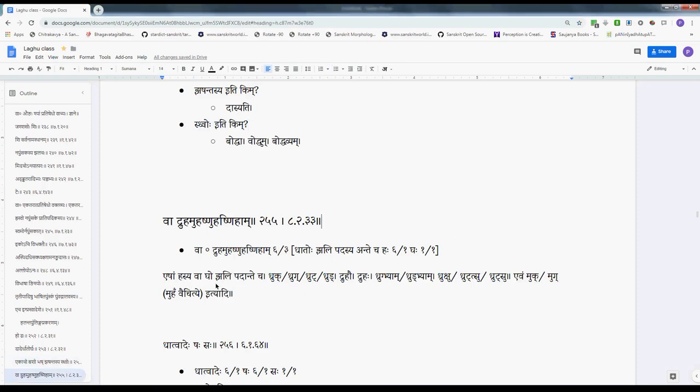So Esham Hasya Va Gha Jhali Padante. Esham Hasya Hakarasyeva Ha Hakarasyeva Gha Jhali Padante Cha Va Vibhashaya Bhavati. So, optionally it will take gha. Which one? This druhadhatu. Druhadhatu had ghakara already, which was nitya, by dadi, being dadi dhatu. Dadir dhatur gha. Hakara se gha bhoti. But now, va tells you that whatever nityatvena ghakara, which was prapta, that is made optional now.